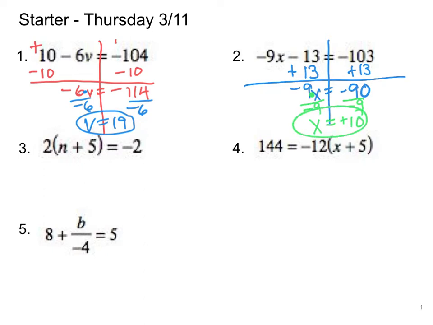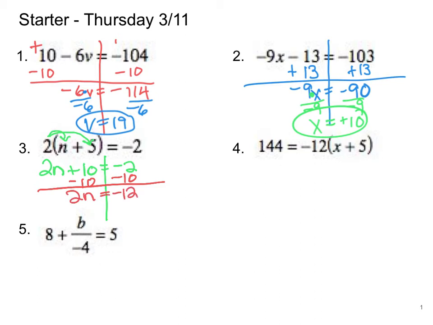All right, number 3 is a little bit different. Remember that we have this out here, so this is the distributive property, where we shoot those arrows. So 2 times n is 2n. 2 times 5 is 10, and we have negative 2. Then from here, the positive 10 wants to be with his friend, the negative 2. So we're going to subtract off 10 from both sides. 2n equals negative 2 minus 10, which is negative 12. 2 and n are multiplying, so we are going to divide by 2. So negative 12 divided by 2 is negative 6.